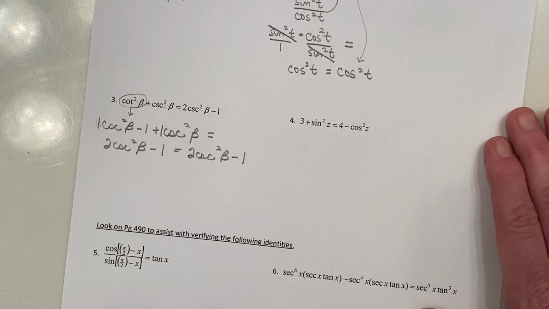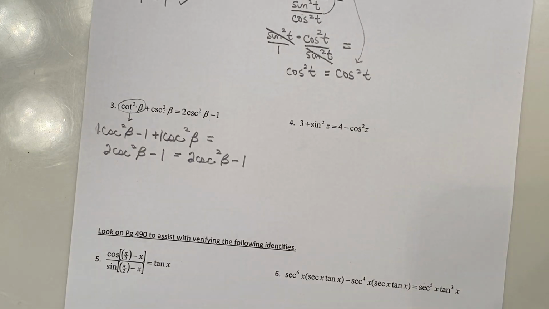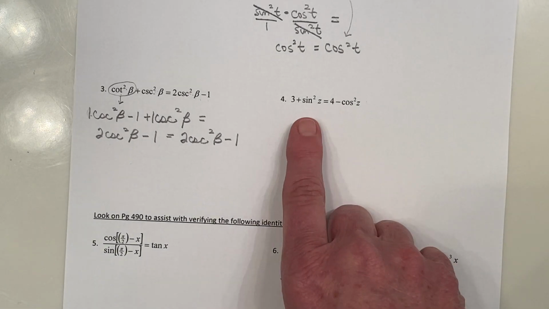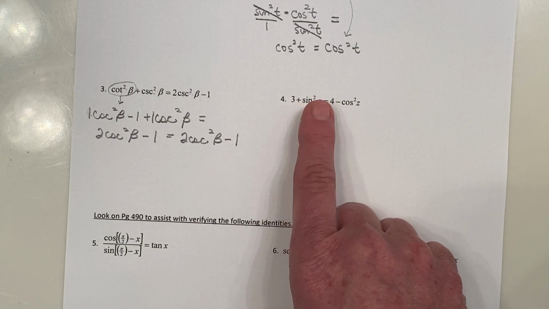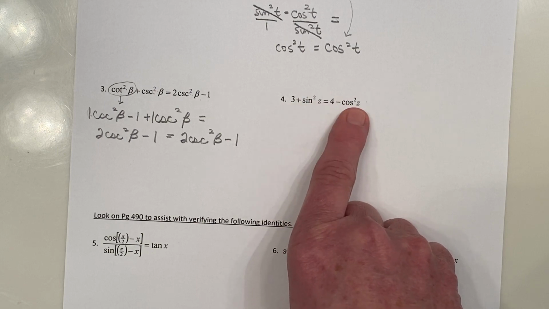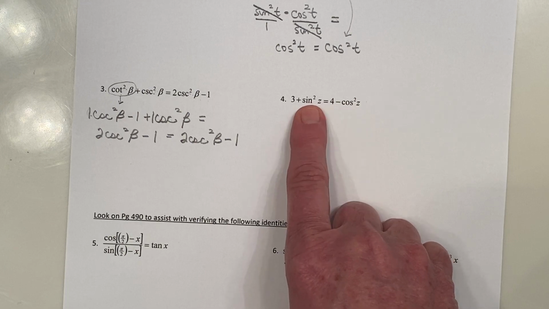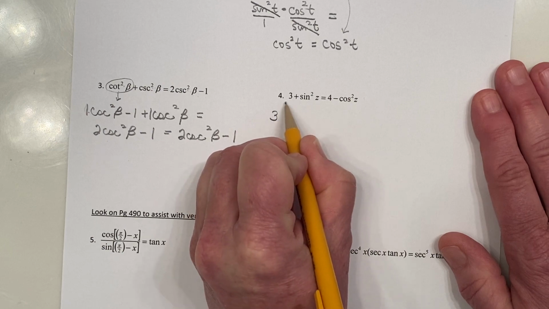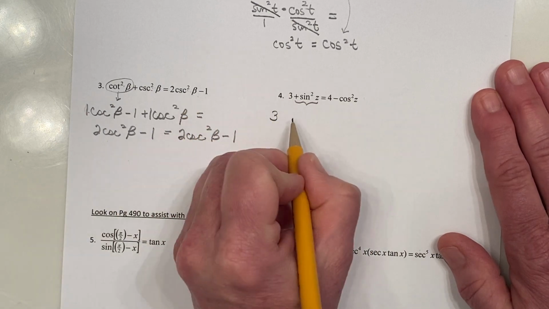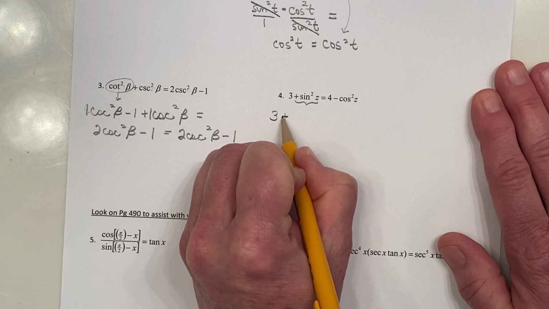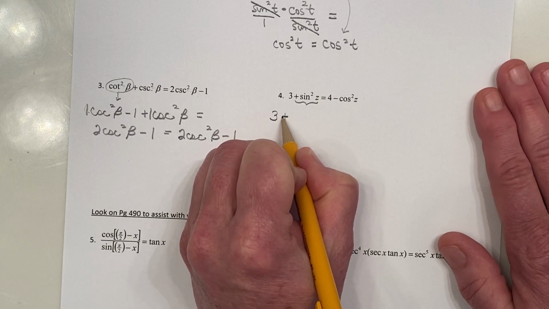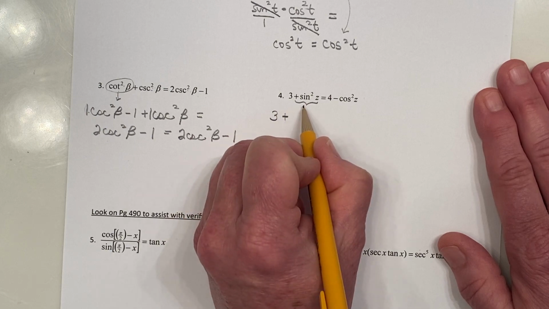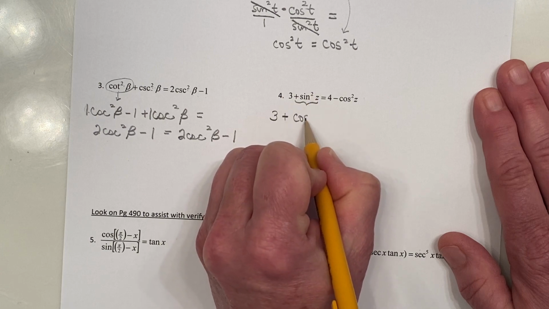All right, example 4. Okay, again, I see powers of 2. I'm thinking, I might use some of those Pythagorean identities. I'll work with the left-hand side. I want to get rid of sine squared z, and in my answer have a cosine squared z. I'm thinking a Pythagorean identity is going to help me with that. So I'll bring down the 3. It's not time to work on that term yet. Let's work on substituting something in for sine squared z.